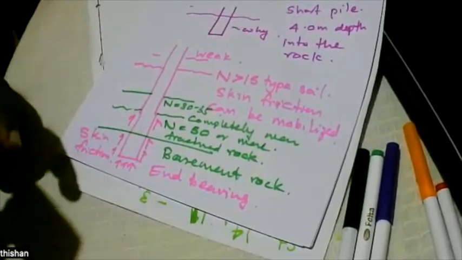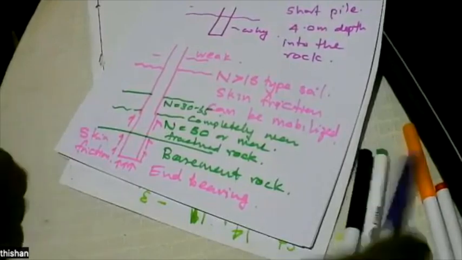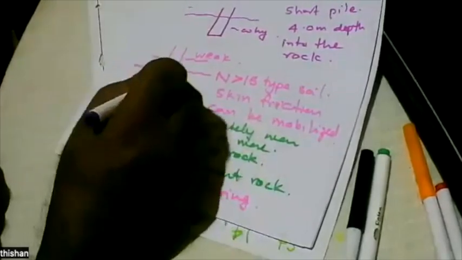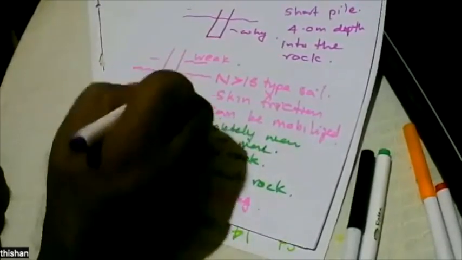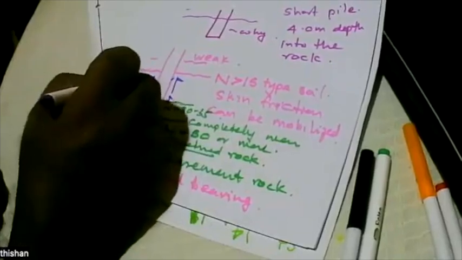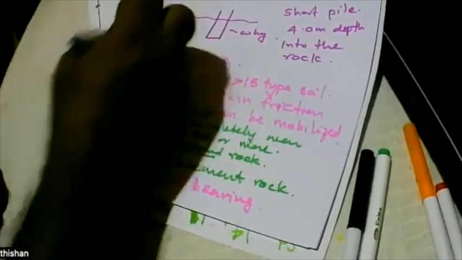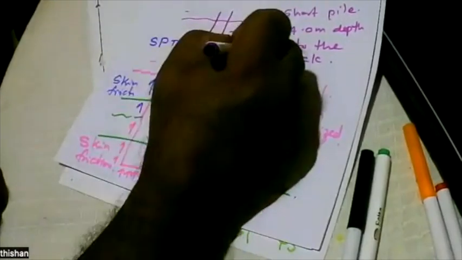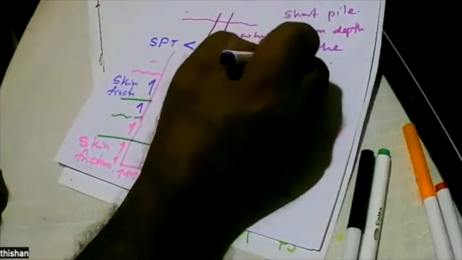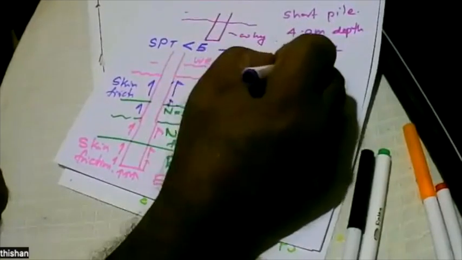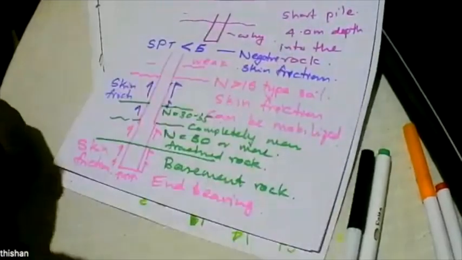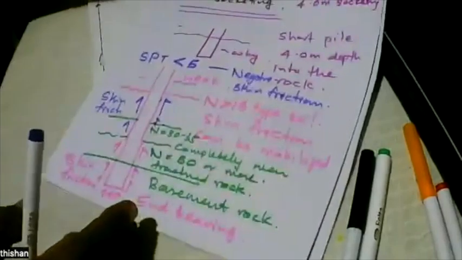And after that, depending on the soil layers, you can also think about some skin friction in these layers. Up to here, you might consider that there can be some skin friction. And if SPT is less than 5, we might even consider negative skin friction. Not always, but under certain situations, especially if you are going to have any kind of fill, you might have to consider negative skin friction as well.